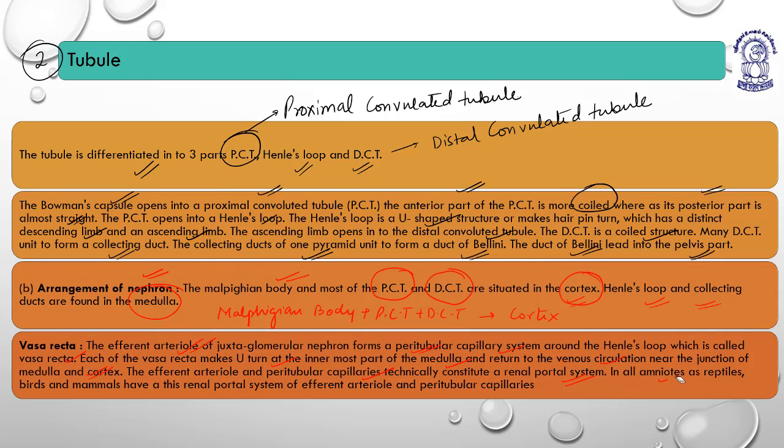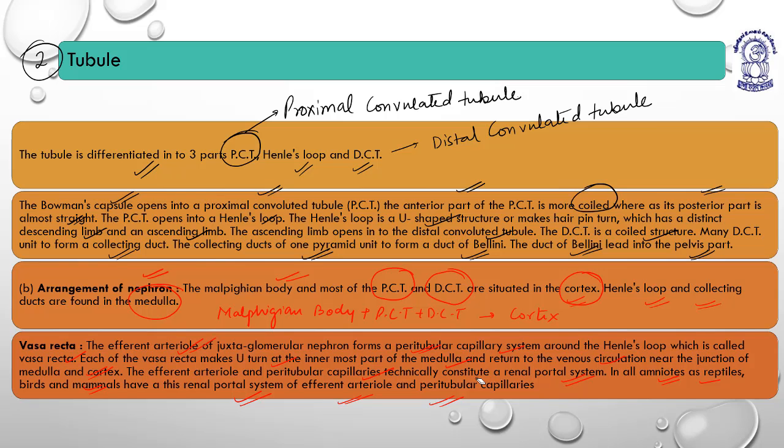In all amniotes, having the amniotic membranes, like reptiles, birds, and mammals, they have this renal portal system of efferent arteriole and peritubular capillaries. So, what is vasa recta? Vasa recta is basically the efferent arterioles of the juxtaglomerular nephron. They form a peritubular capillary system around the loop of Henle. Each vasa recta makes a U-turn at the innermost part of the medulla and returns to the venous circulation near the junction of medulla and cortex.